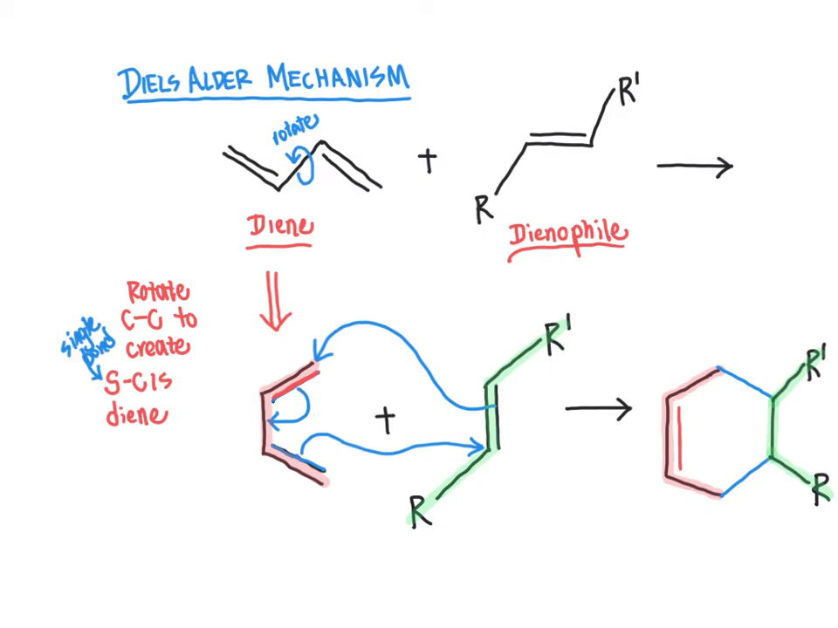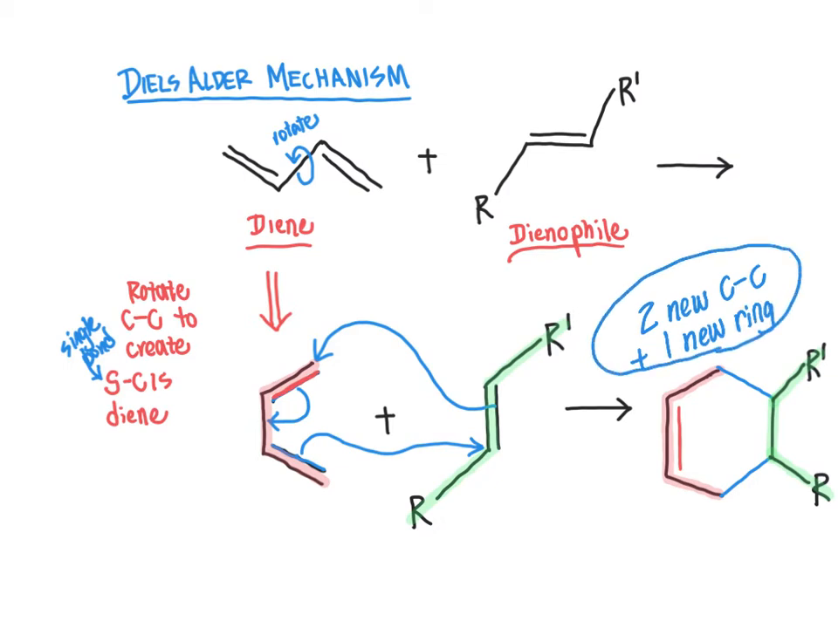So in effect, what we are always creating is a molecule that has 2 new carbon-carbon bonds plus 1 new ring. That will always be the case no matter what reactants you are using: relative to what you started with, you will always have 1 additional ring and 2 additional carbon-carbon bonds within the product of your Diels Alder reaction mechanism.